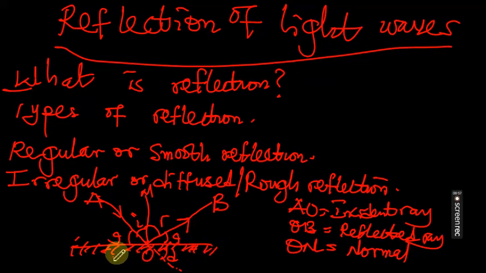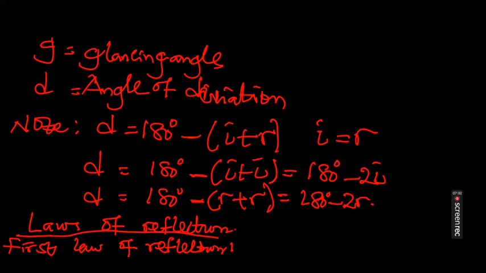The first law of reflection: the incident ray, the reflected ray, and the normal at the point of incidence all lie on the same plane. Now that is the first law. Then the second law of reflection is: angle of incidence is equal to angle of reflection. Now remember what I said about the regular and the irregular reflection. Regular reflection is a kind of reflection that takes place on a smooth surface, e.g. the surface of a mirror.